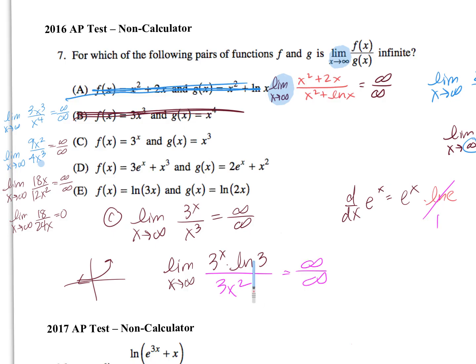Here's my question, people. Let's do this one more time. I think you're going to see the trend. Are we going to just keep multiplying this by ln of 3? The derivative of 3 to the x is still 3 to the x times ln of 3. So again, anything with that x as the exponent, the derivative is what you started with times the ln of the base. What's the bottom going to turn into? 6x. Are we still infinity over infinity?